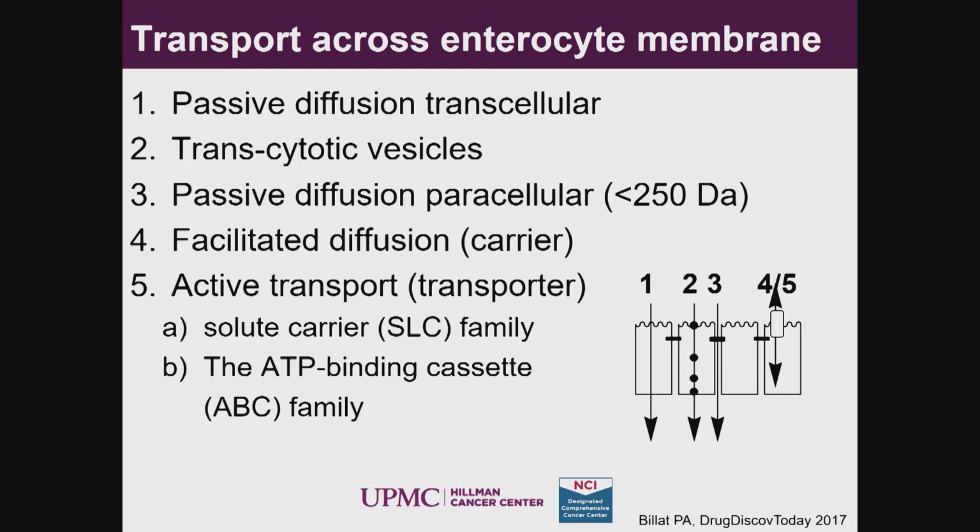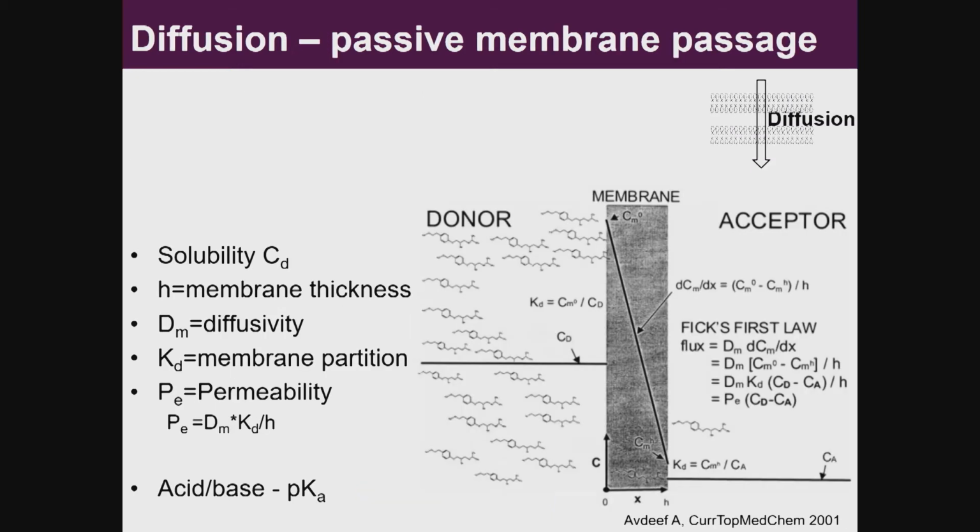We'll also discuss these. So passive membrane diffusion follows Fick's first law, here depicted on the right. And so the flux is the diffusivity times the concentration gradient. And it is the concentration gradient across the membrane. And so if you then rearrange this formula, what you get is diffusivity times the difference in concentration at the beginning and the end, divided by membrane thickness, which would be a constant.